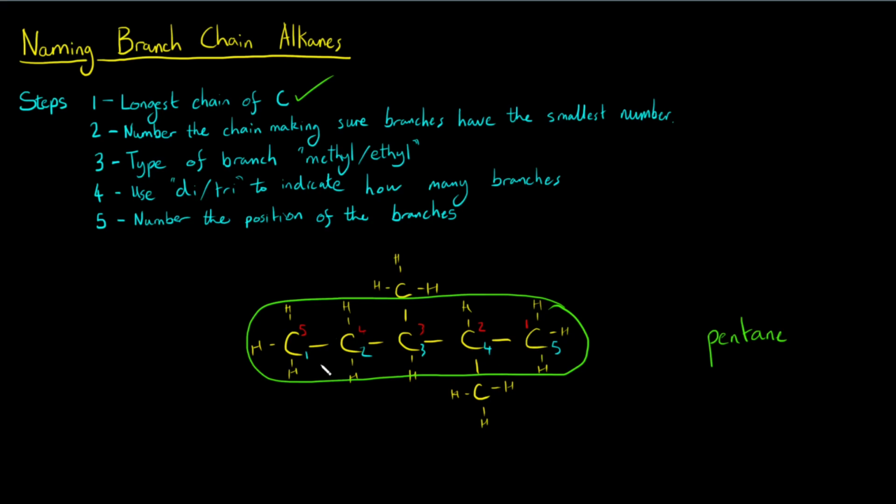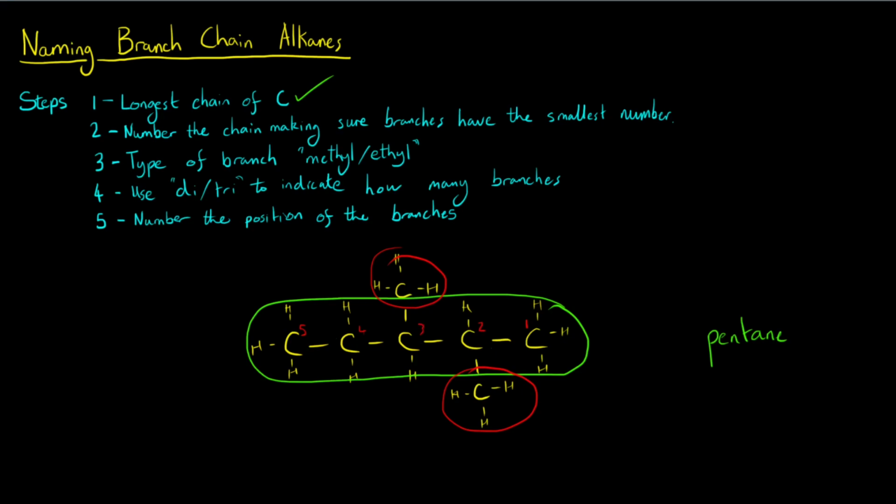Going on the blue numbers from left to right, we've got a branch here on the 3rd carbon, and again using these blue numbers we've got a branch here on the 4th carbon. However, if we use the red numbers instead, we would have a branch on the 2nd carbon and the 3rd carbon. So 3 and 2 is obviously smaller than 3 and 4, so we need to use the red numbering system this time, going from right to left, not the blue numbering system from left to right, because this allows us to have our branches on the smallest possible number.